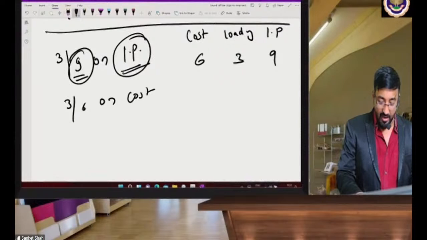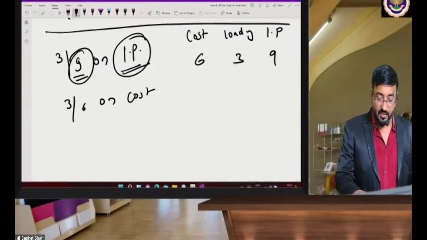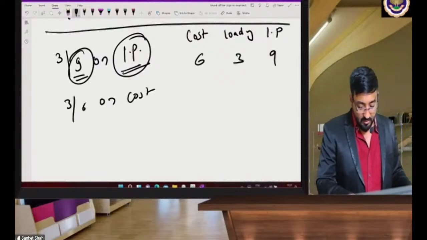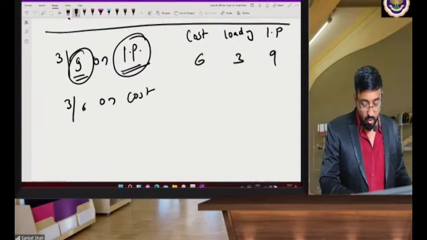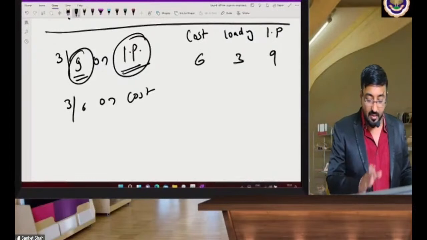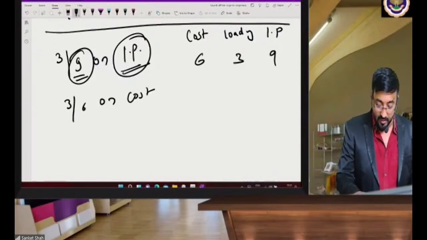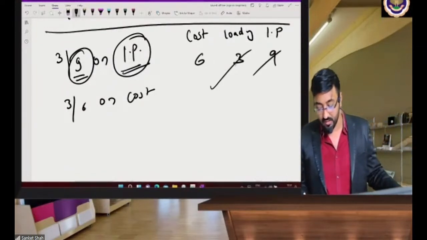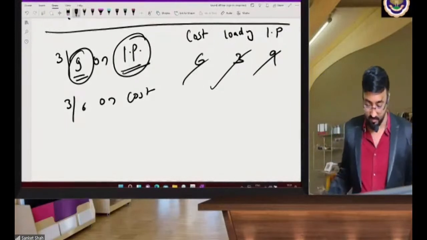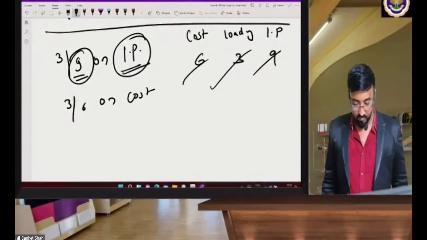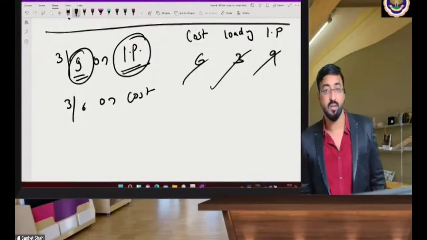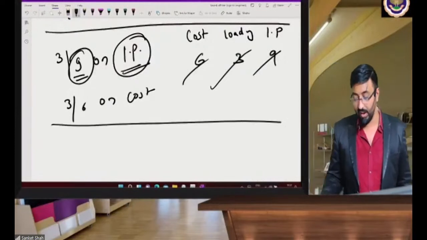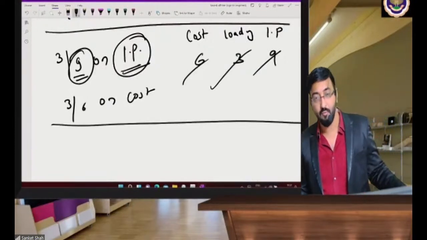Someone had added Barna Mandalji. Beta, you made a mistake. 639 is the correct answer. Some students are writing 936. Beta, not 936, 639. 639 is the correct sequence. Invoice price is 9, 3 is loading, and cost is 6. At least you participate in this, so very well, beta.